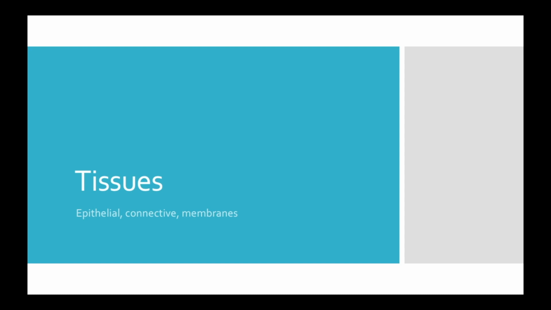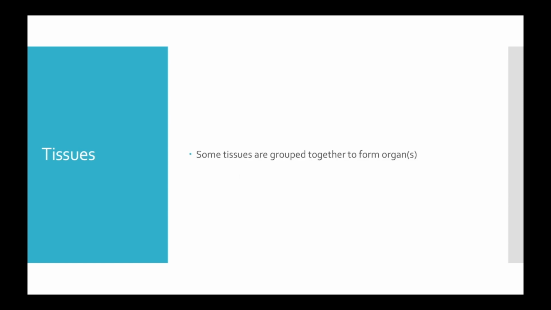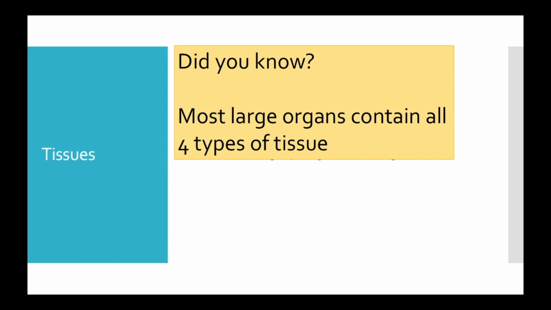Epithelial, connective, and membranes are the types of tissues that we're going to talk about today. Tissues are groups of cells of the same type and function working together. So again, epithelial tissue, connective tissue, muscle tissue, and nervous tissue are the four key types of tissue found within the body. Some tissues are grouped together to form organs or an organ. And did you know that most large organs contain all four types of tissue?